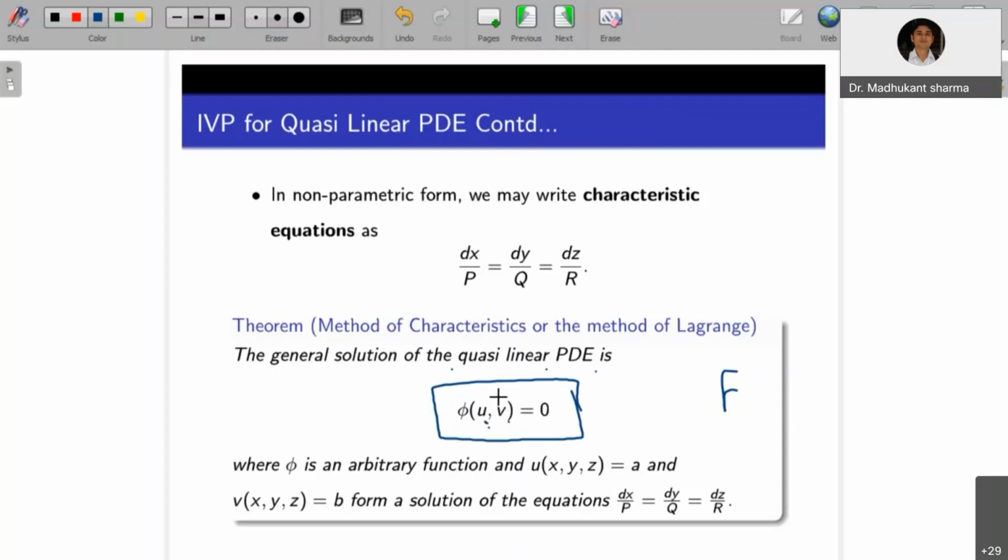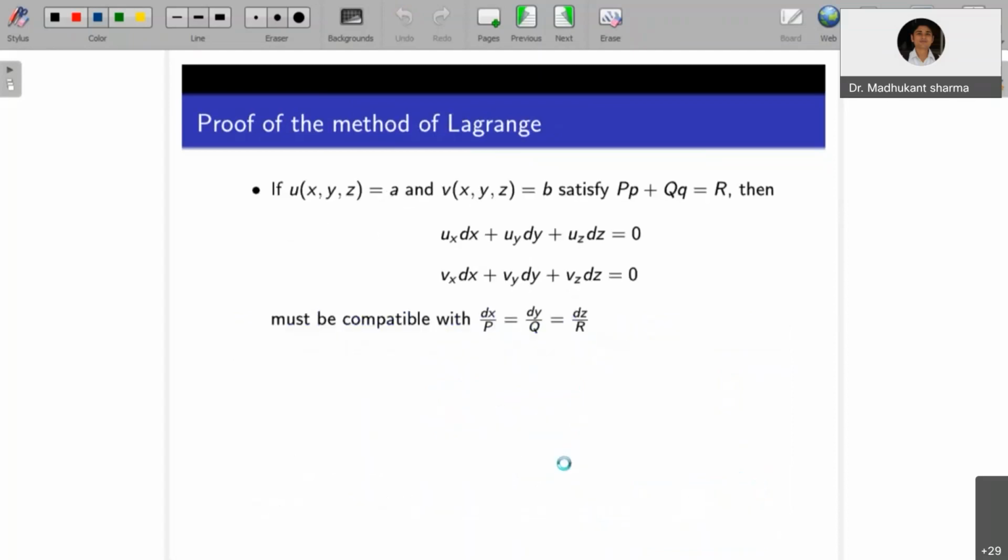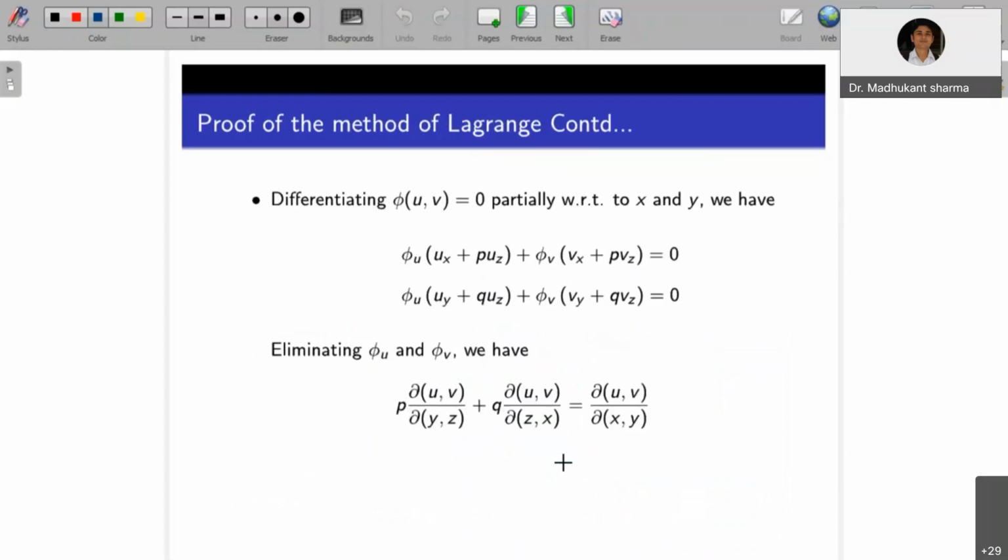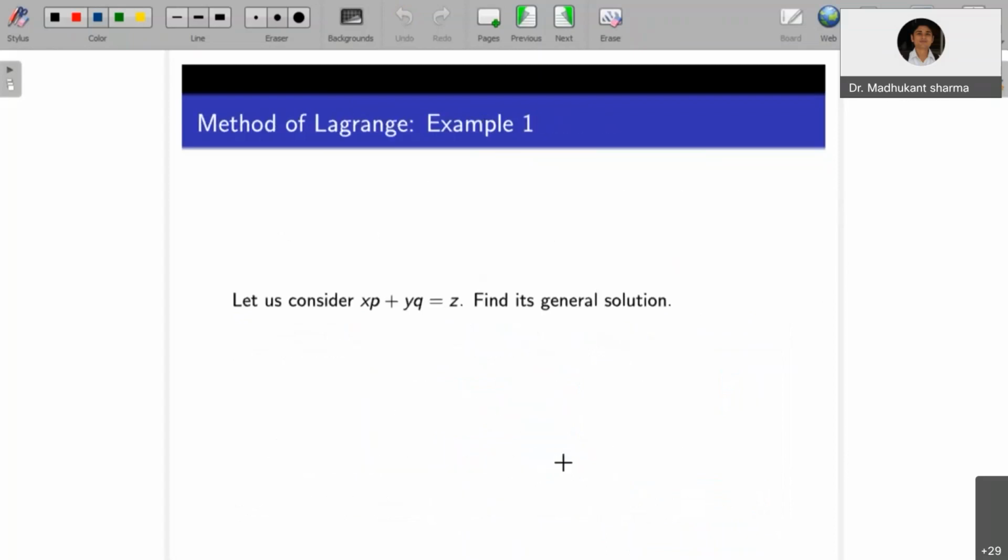So what are these u and v? They are going to form a solution of the characteristic equations. How would we find these families of solutions? That we are going to look at through the problems. So let's go with example 1. I will come back to the proof a little later.